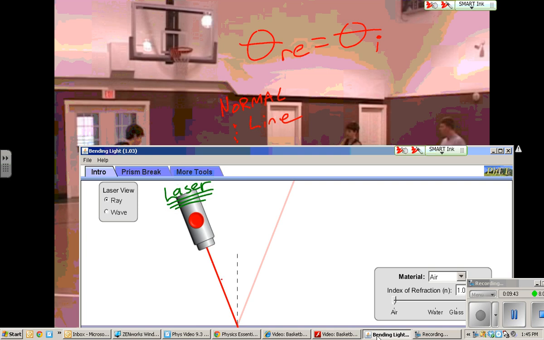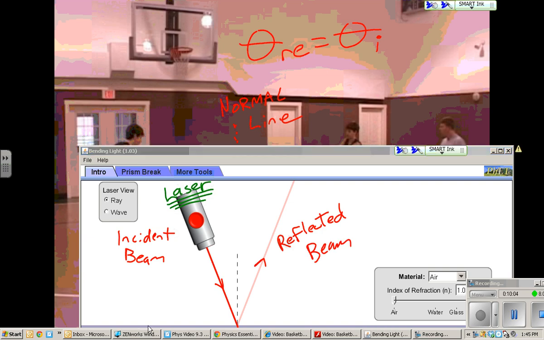So this right here is my incident beam. And then you can see over here that you've got this reflected beam. That is my reflected beam. Okay. The boundary is this line down here at the bottom. So that little blue line down there is the boundary.